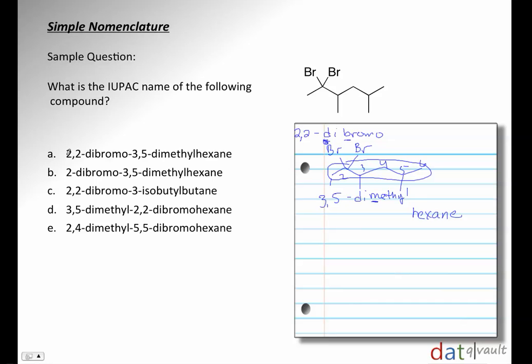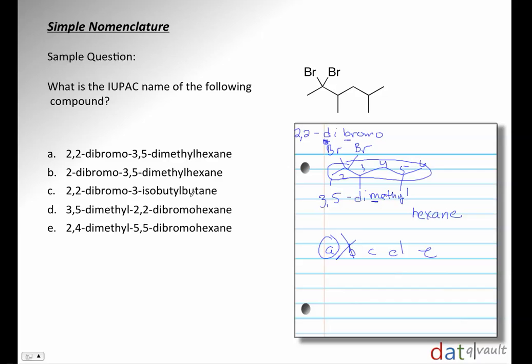So let's go see if any of those are in the answers. If we look at A, we notice that it is indeed 2,2-dibromo-3,5-dimethylhexane. But now let's eliminate other options just to make sure we didn't make a mistake. So we think the answer is A. Let's look at B and see what's wrong with it. If the molecule bears 2 of the same substituent, we need to number both of those substituents. Here, dibromo is only given 1 number, so we can eliminate that one from our choices.